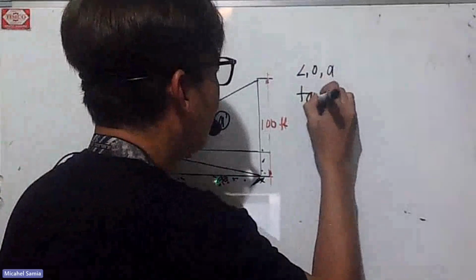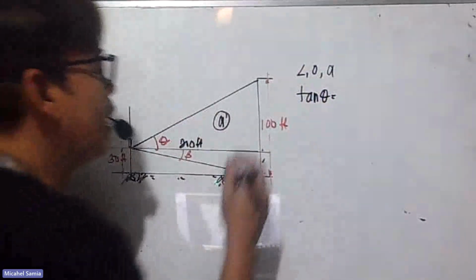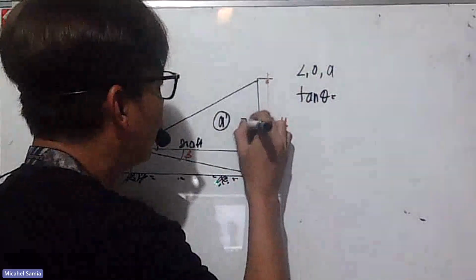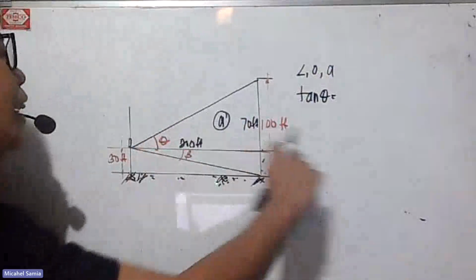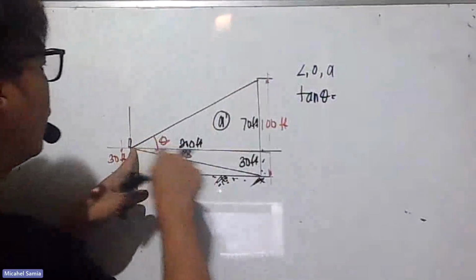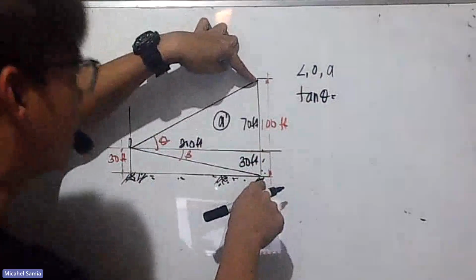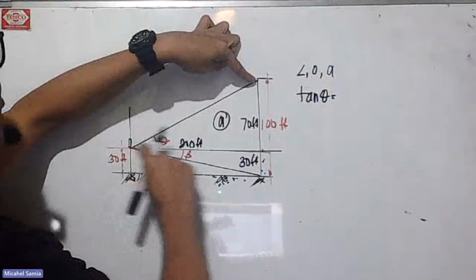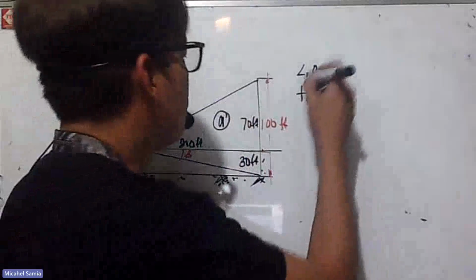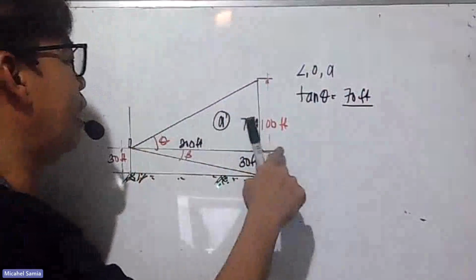Tangent of theta is equal to the opposite side, which is not 100, because you're only here. It's equal to 70, since you already have 30 there. So in your upper triangle, the distance is 200, but the height is only 70, because the whole building is 100, but your line of sight is at 30. So only 70 remains above, not 100. So the opposite side is 70 feet divided by your adjacent side, 200.